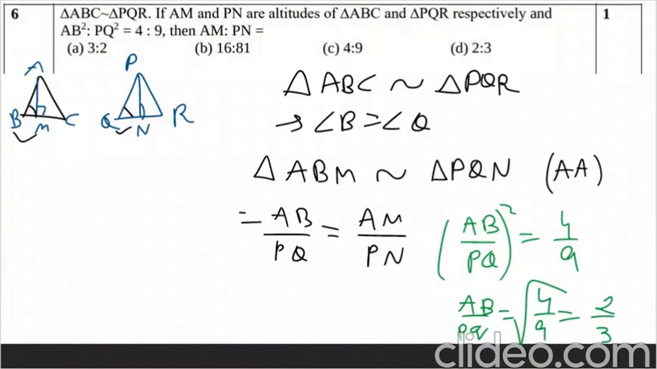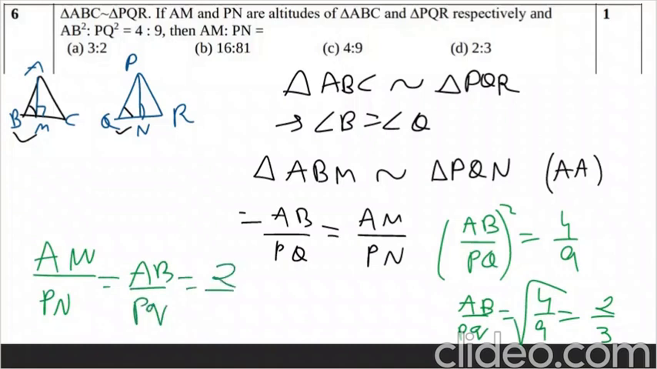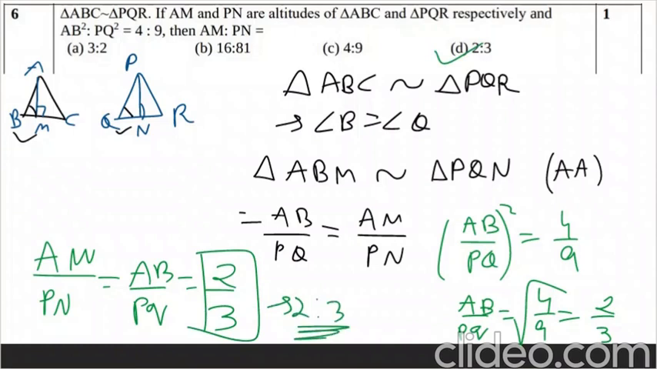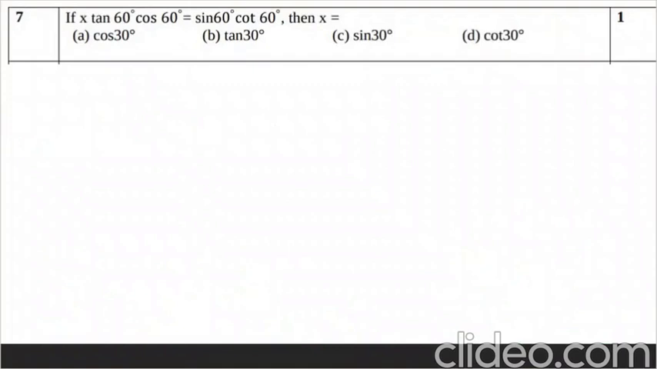So what did they ask us? AB by PQ is 2/3. Now it is equal to AM by PN. That is equal to AB by PQ, right? So what is that? That is nothing but 2/3. So hence that is our correct answer, 2/3, option number D. 2/3, that is nothing but 2:3. That's our answer, simple. Okay, next question.